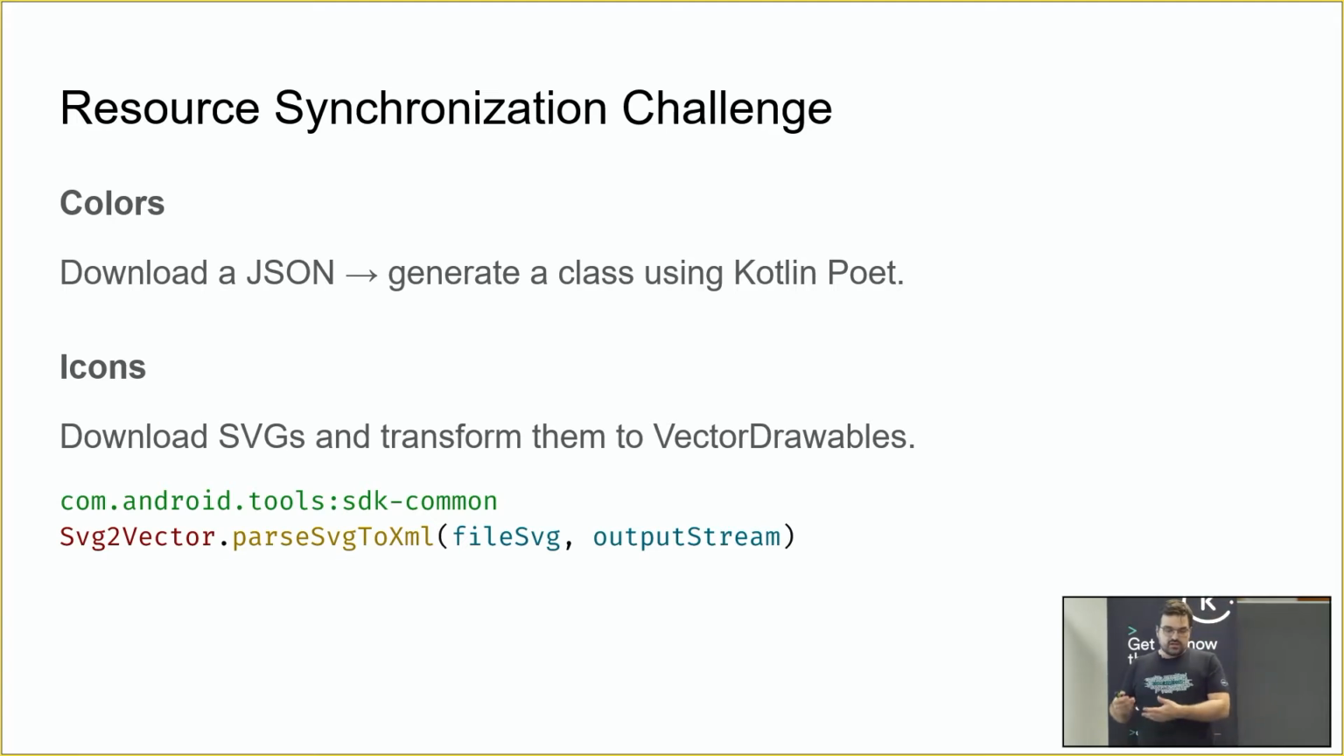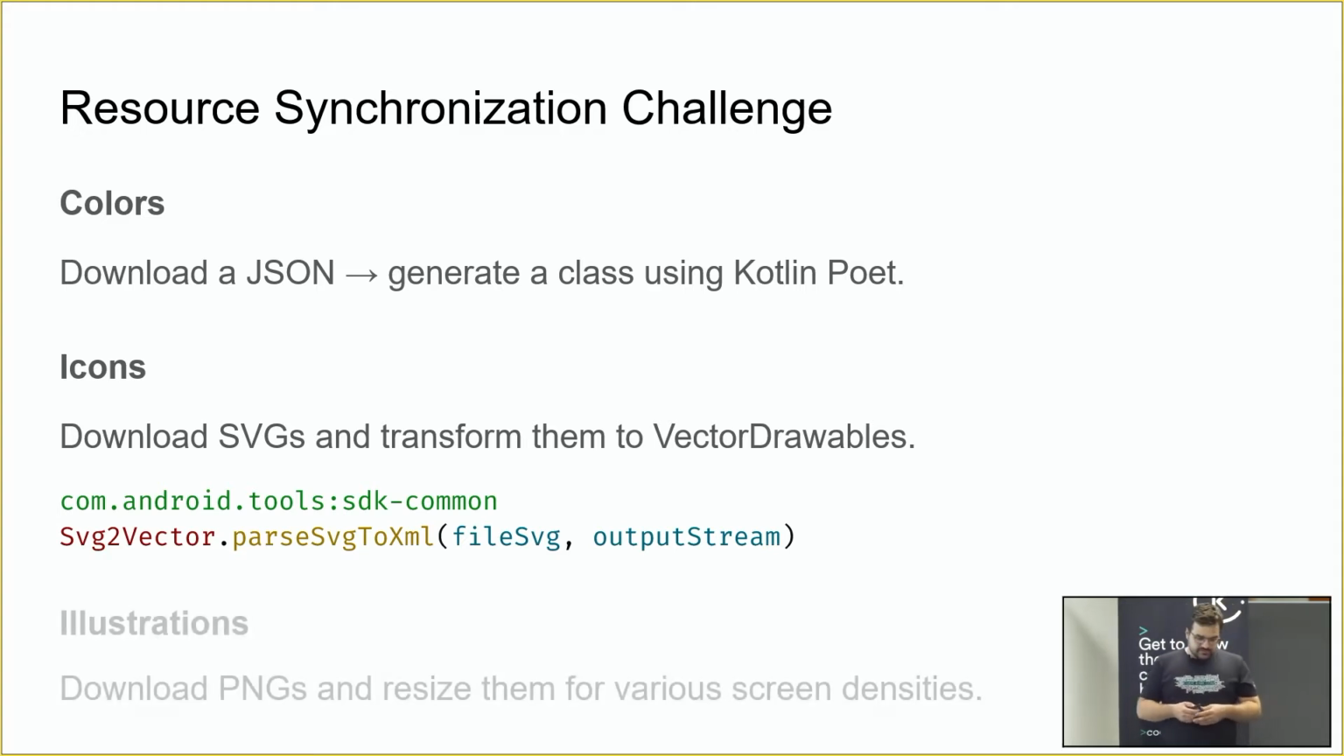So the ideal is to use the official library from Google, which is able to convert those SVGs to vector drawables. Last but not least, illustrations. We download them as PNGs and do the resizing every night. And if there is a change, our automation will open a pull request and we will review it the next day.